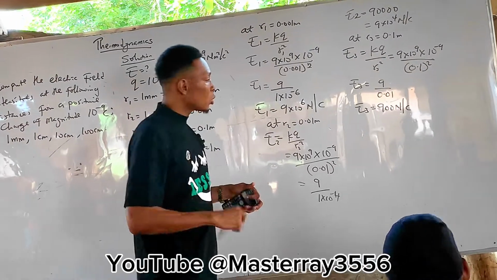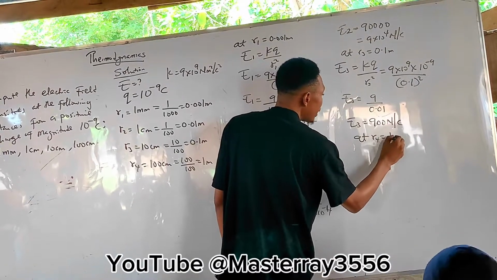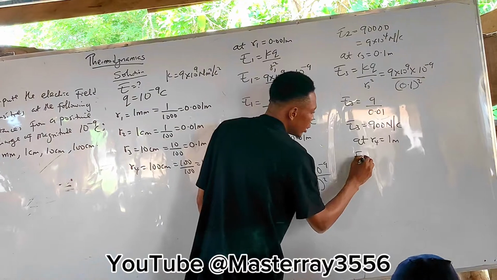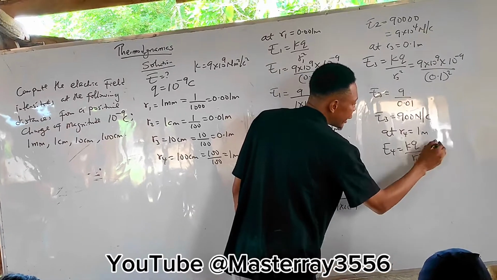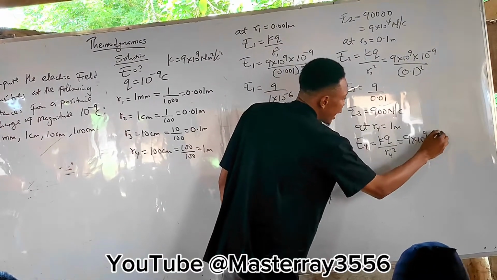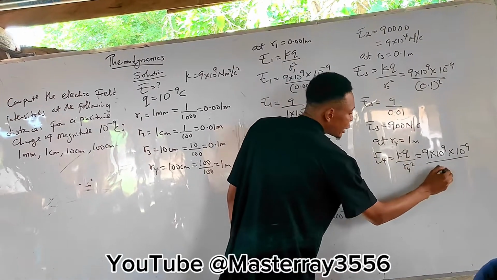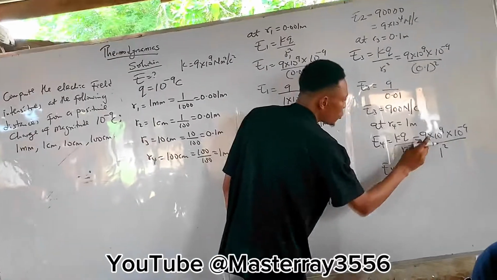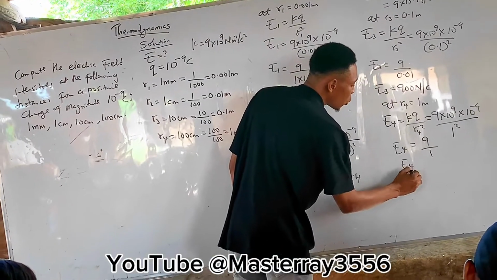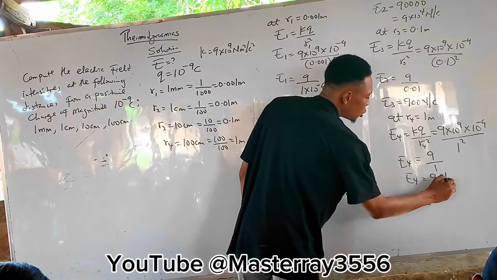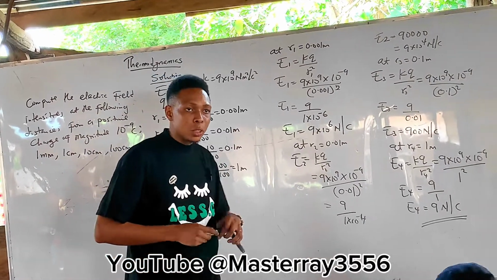Are you getting it? Yes. So the next one we are at R4 equals 1 meter. That is our E4 equals KQ over R4 square. From there, K is 9 times 10 raised to power 9, times 10 raised to power minus 9, which is the charge, divided by R4, 1 square. So E4 will be equal to, if you multiply this, 9. And 1 square is 1. And 9 divided by 1 gives 9 Newton per coulomb. So that's your final answer. Any question? All right.